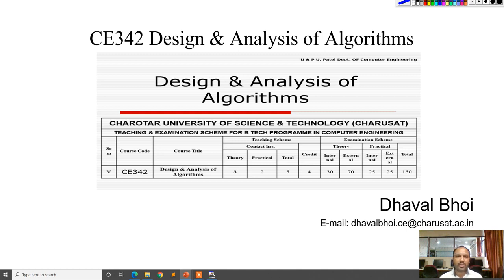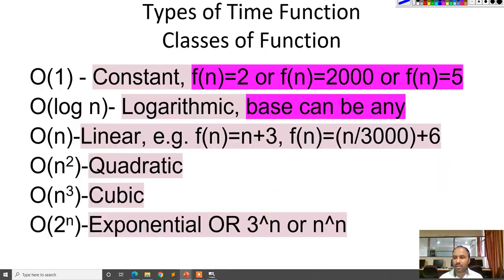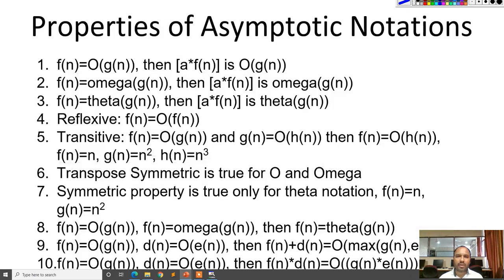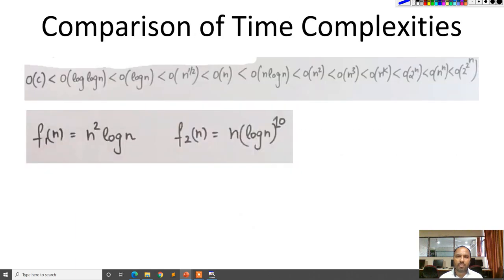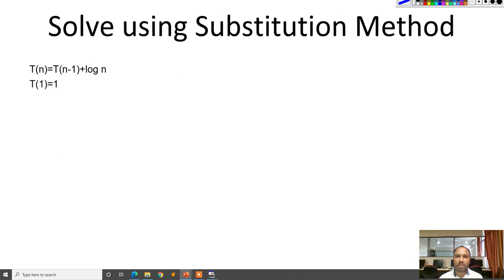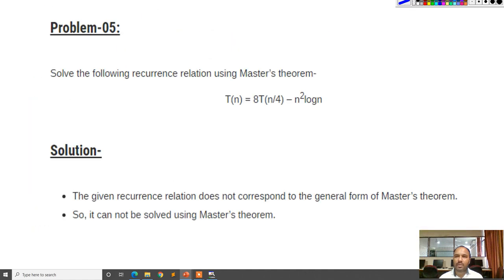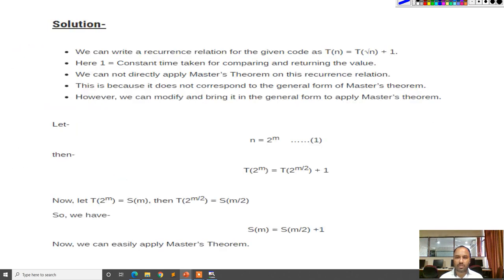We have already learned various methods to solve the recurrence equation. The first method that we learned is the substitution method. The second method is the master theorem. Today, the third method that we are going to learn is called the recurrence tree method. This recurrence tree method is very important for solving recurrence equations.